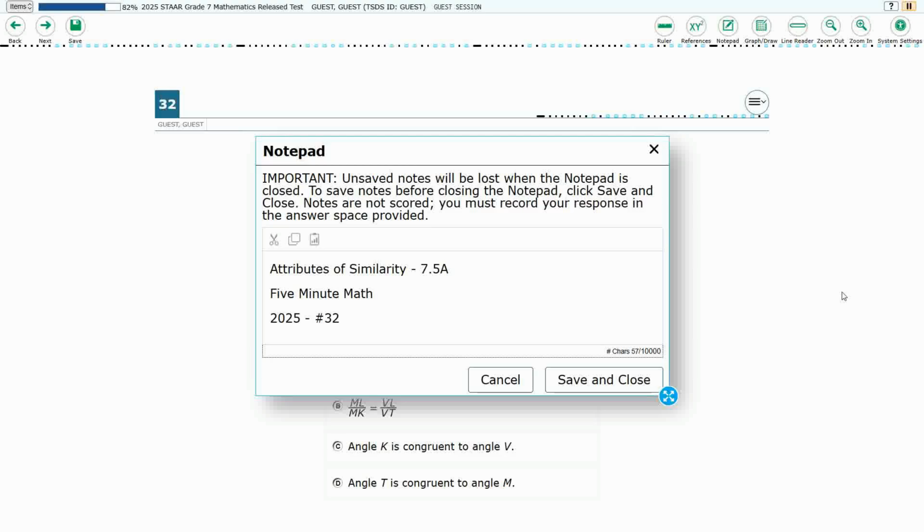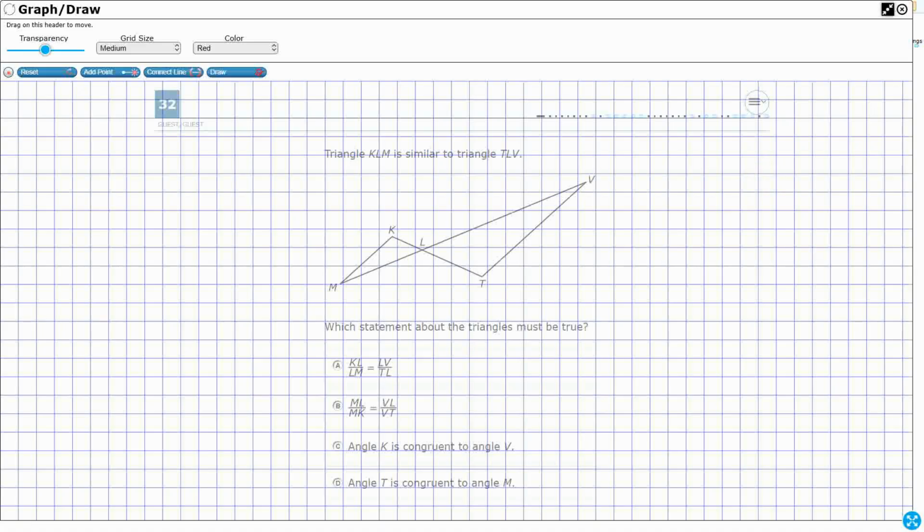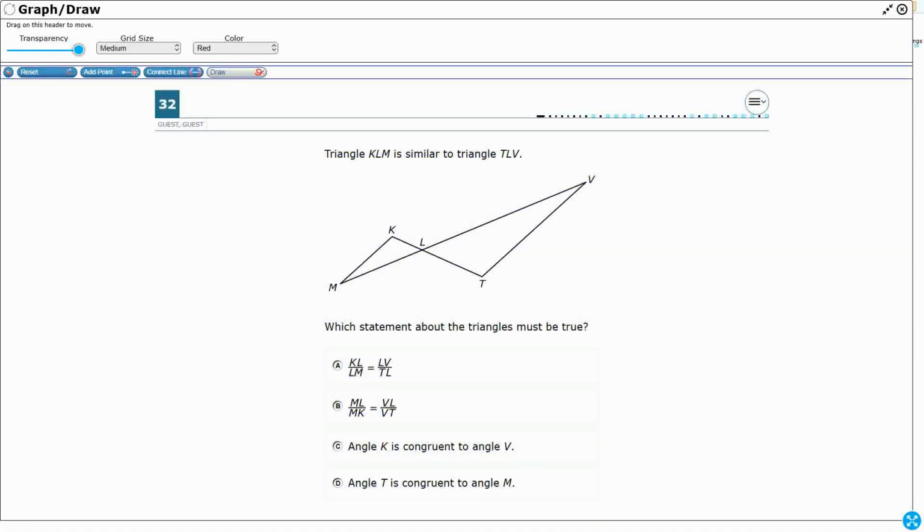Today we are looking at the 7th grade concept of attributes of similarity. This is standard 7.5a in the great state of Texas, and we are using item number 32 of the 2025 released STAAR test. If you haven't done so already, please take a moment to pause the video, work this problem out on your own, unpause it, and we will look at our answers together.